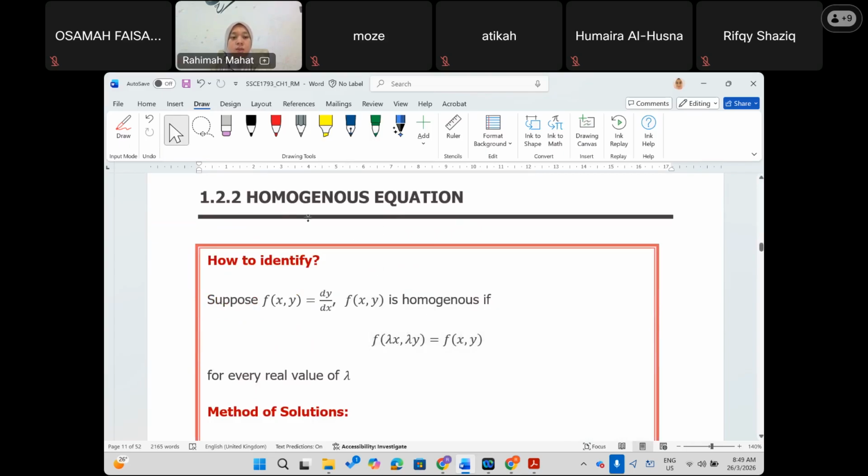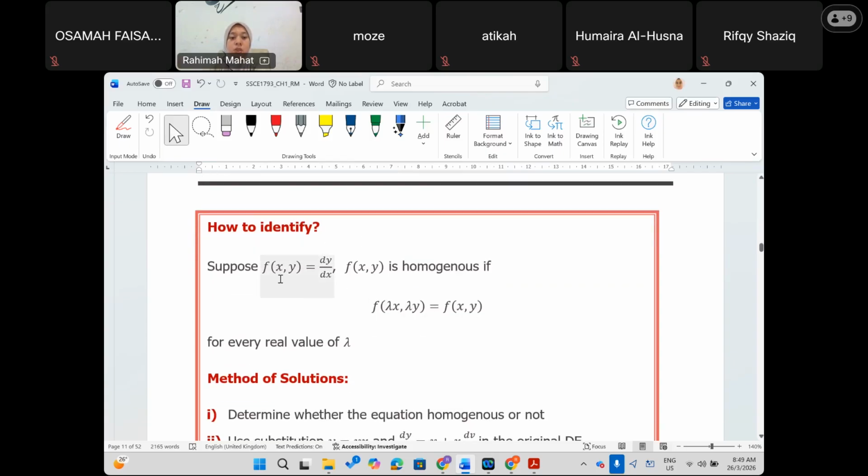Okay, next is the homogeneous equation. How do you find the homogeneous equation? Suppose that your f of x, y is equal to dy over dx. So f is homogeneous if you times your lambda here. Lambda means that for every real value of lambda, you can get the equation back.